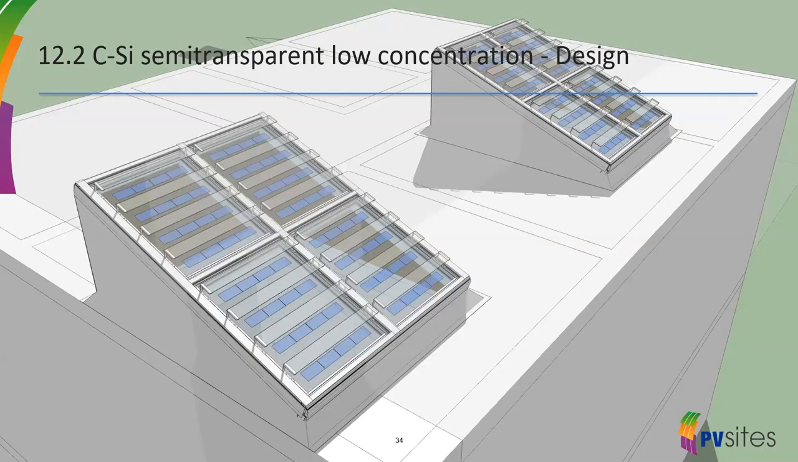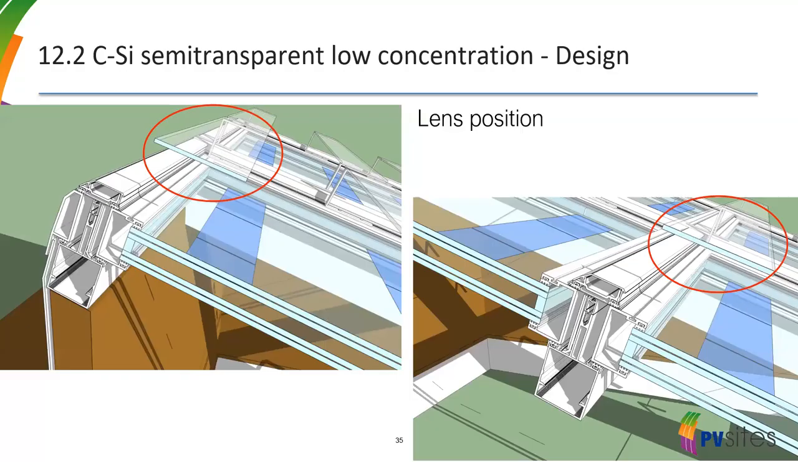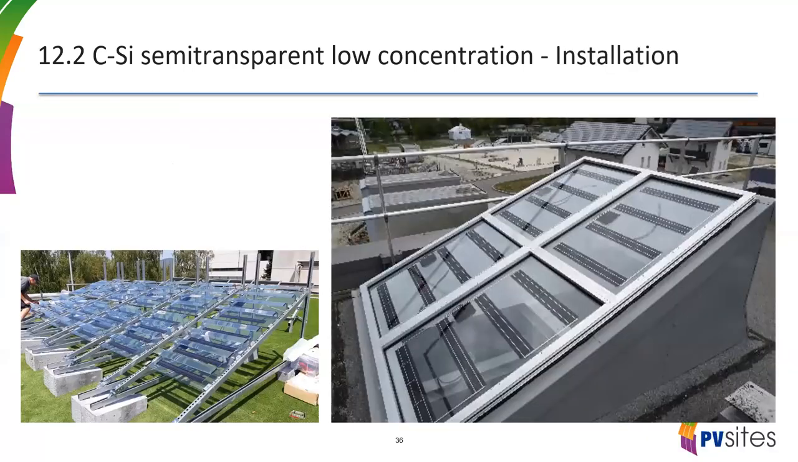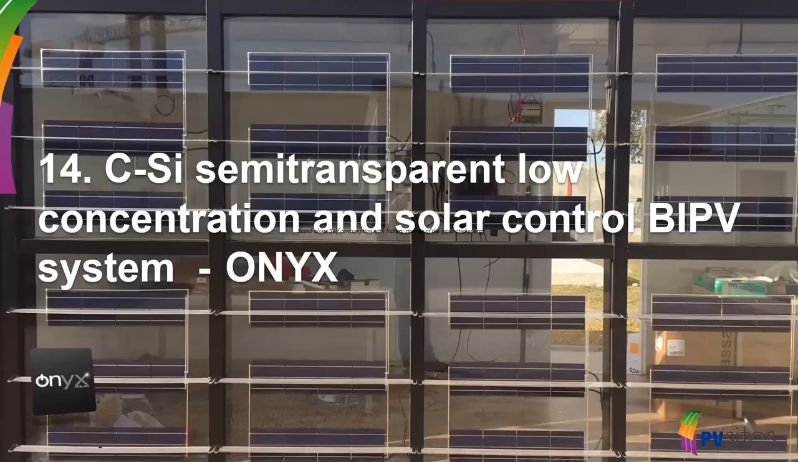Here also we have to make some designs. We have two test benches, as you can see here. I just go through there. You can see here the position of the lens, and here you can see it in reality. On the left side is a test bench at Tecnalia in Spain, and on the right side is the one at CIA in France.